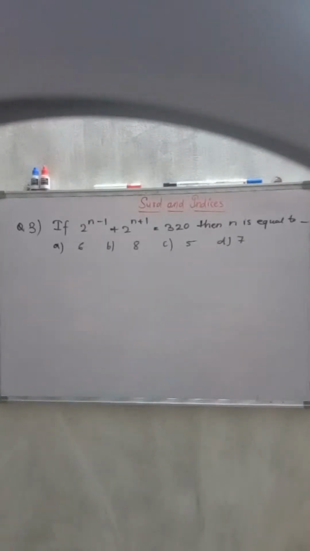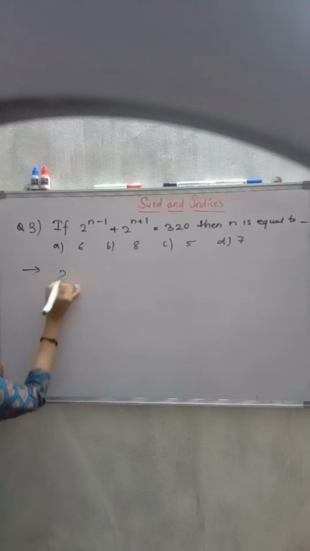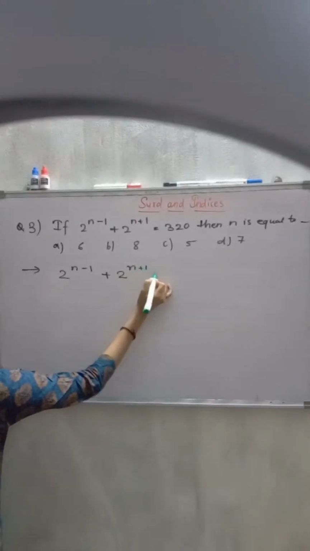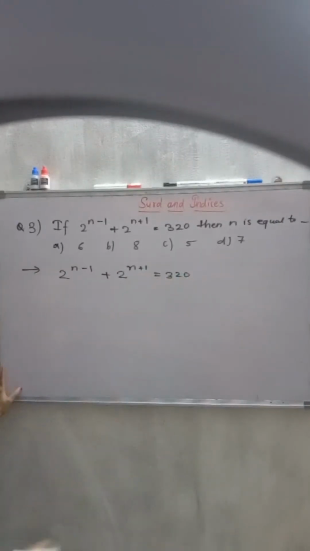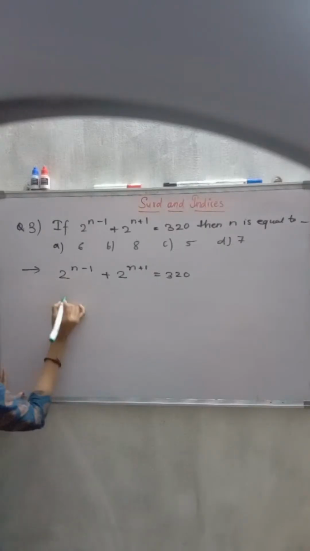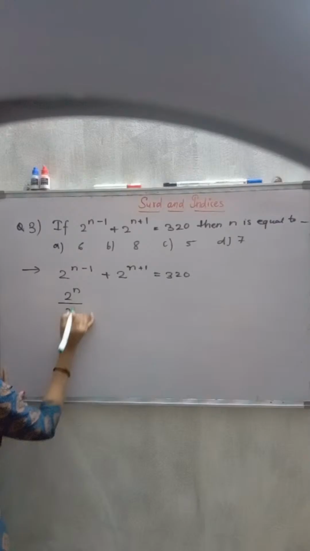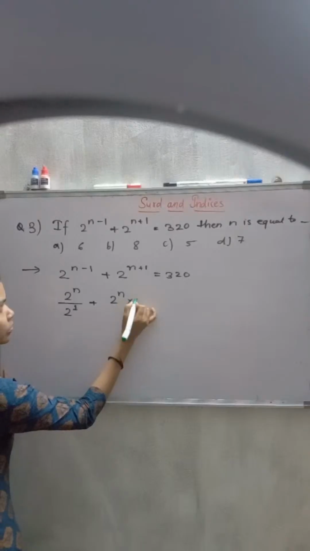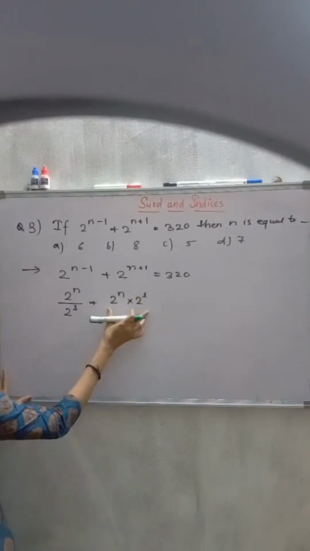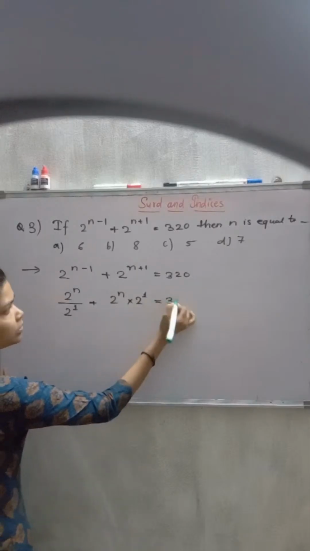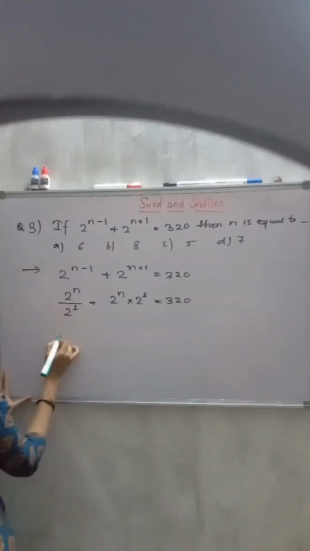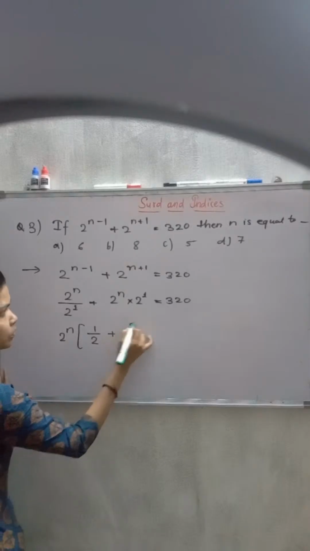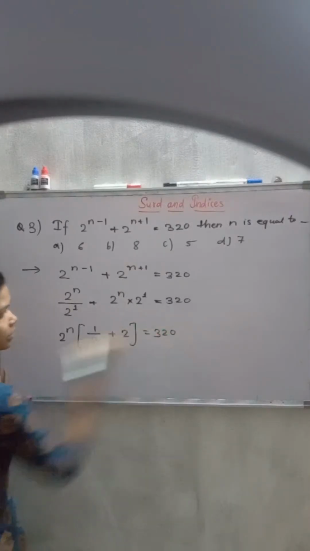So let's solve this. 2 raised to n minus 1 plus 2 raised to n plus 1 equal to 320. Now in division, powers get subtracted. We know this rule. Plus 2 raised to n into 2 to the power 1. When bases are the same, powers get added, equal to 320. 2 raised to n is common. So we get 1 by 2 plus 2 equal to 320.